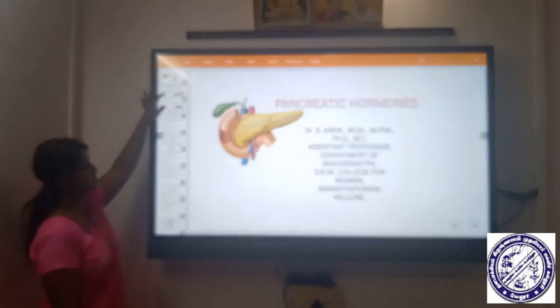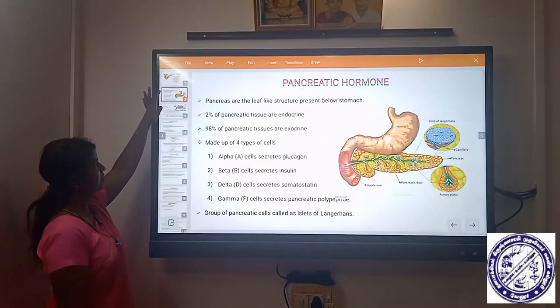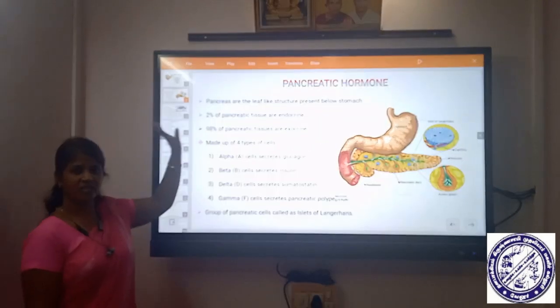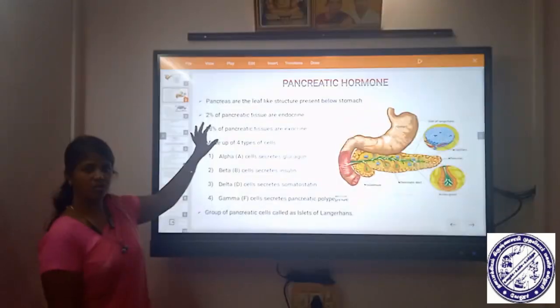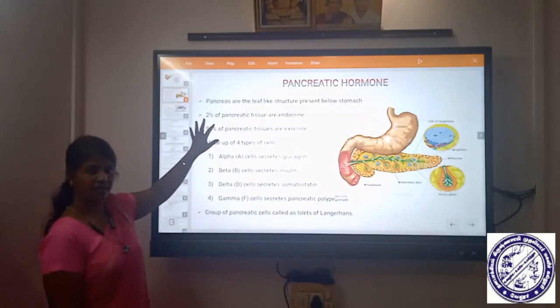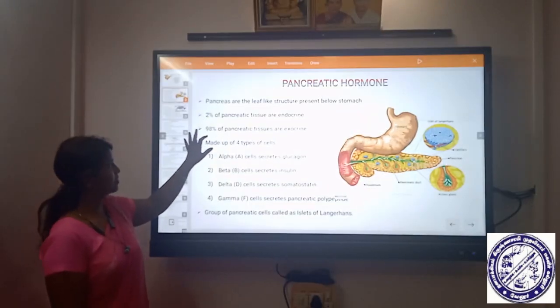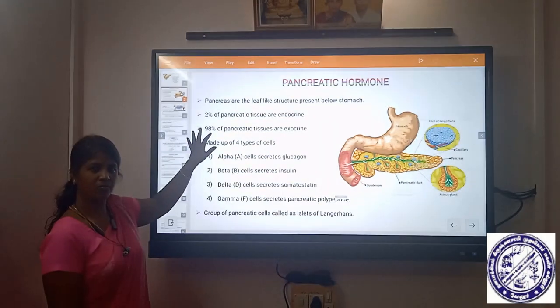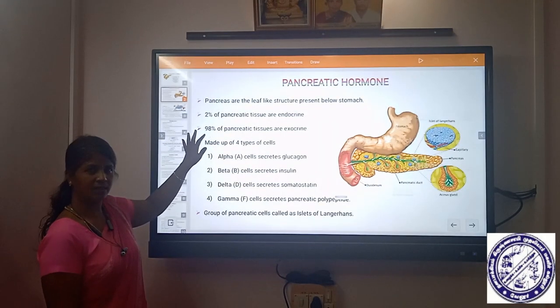Now I am going to discuss pancreatic hormones. The pancreas is a leaf-like structure present below the stomach. 2% of the pancreatic tissue is endocrine in nature and 98% of pancreatic tissue is exocrine in nature.